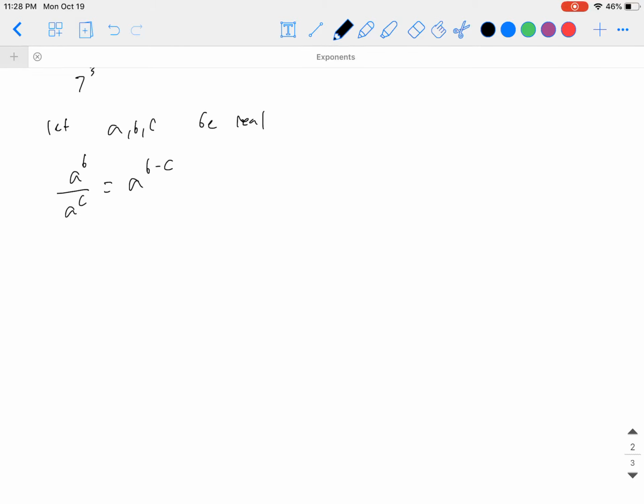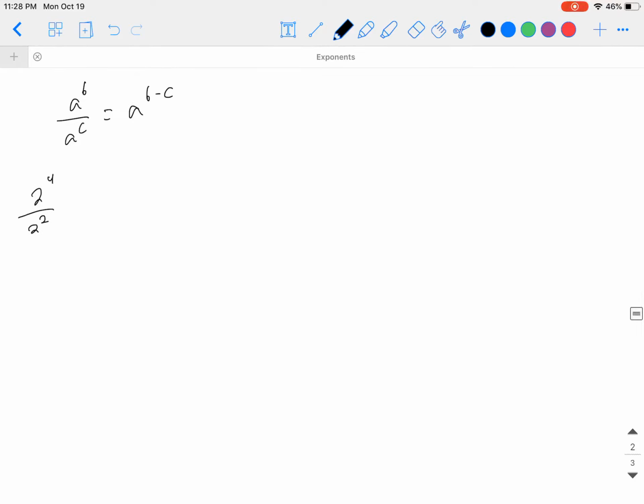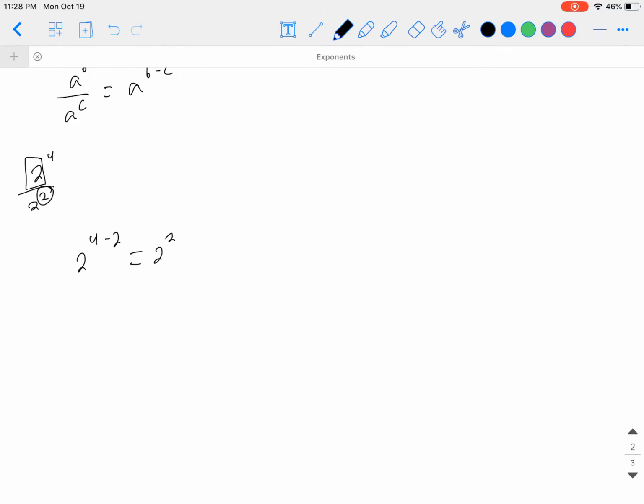Now again, this may look complicated, but all it's saying is when you have an exponent in the numerator, you're going to subtract from it the exponent in the denominator. So again, let's take for example 2 to the 4th over 2 squared. Here, a is 2, or a is the first 2 that's being raised to a power, b is 4, and c is the 2 in the denominator. So, to find the answer, we would do 2 to the 4 minus 2 equals 2 squared.